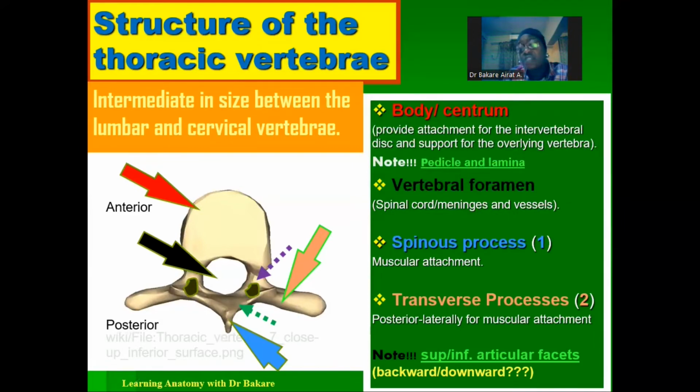Also, because we have a superior articular facet, we said that in anatomy, when we have specificity in terms of names, and we have a superior articular facet, we should have an inferior articular facet.